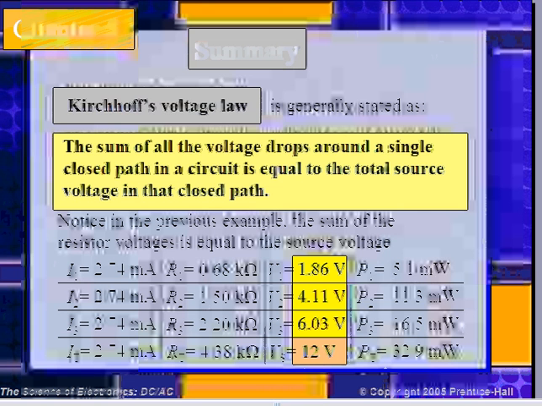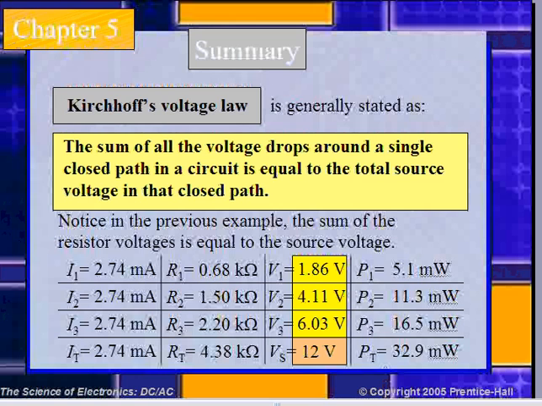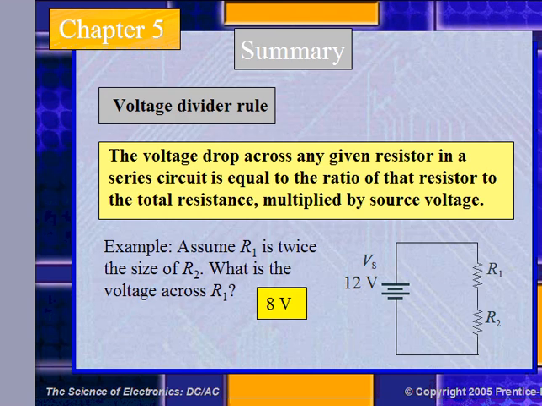Kirchhoff's voltage law is generally stated as the sum of all voltage drops around a single closed path in a circuit is equal to the total source voltage in that closed path. And as I pointed out in the previous example, if you add up all of those voltages, it will equal 12 volts, which is the source.